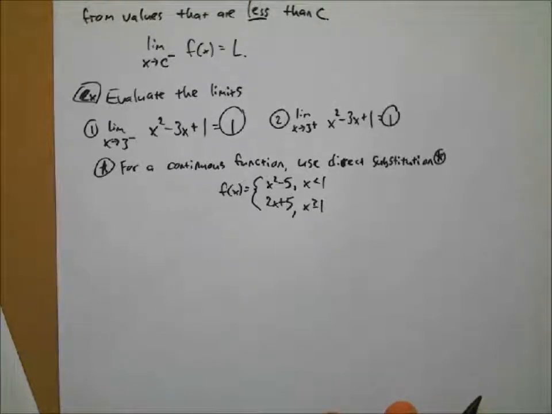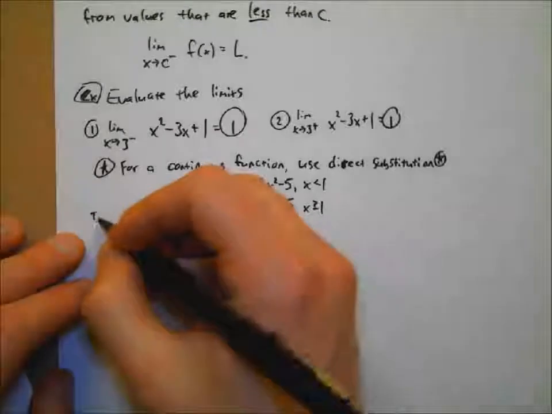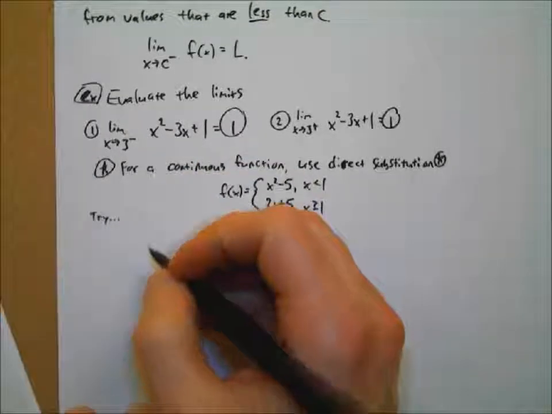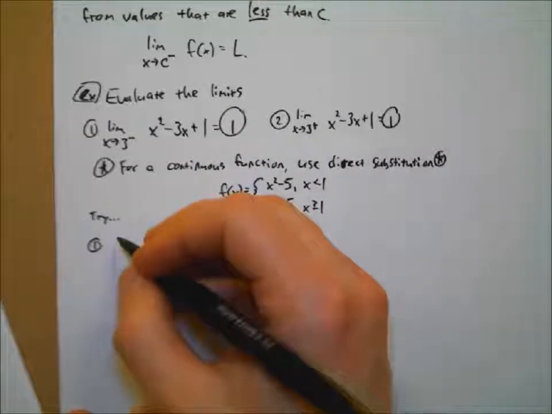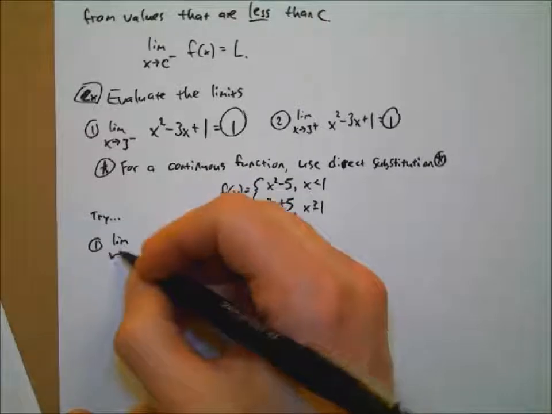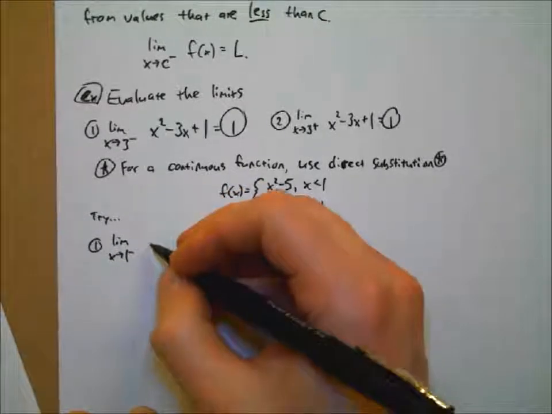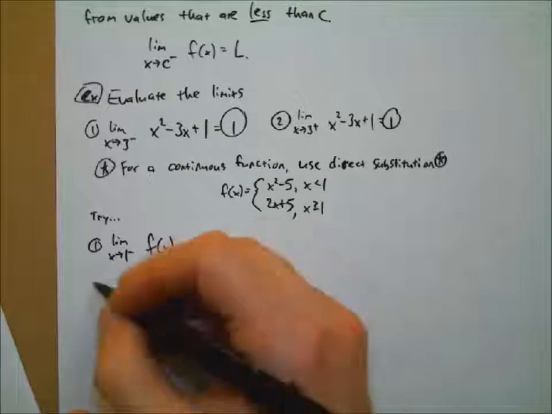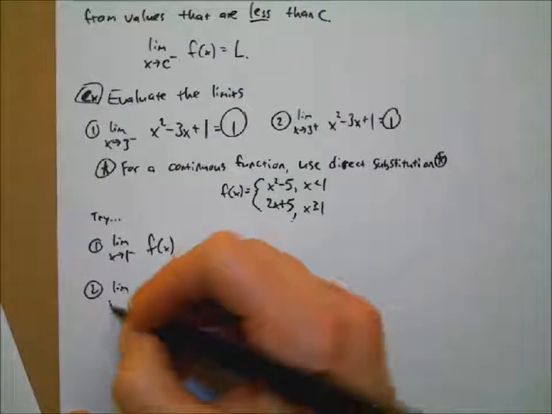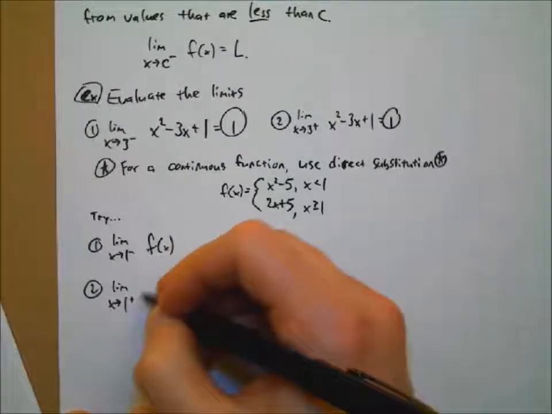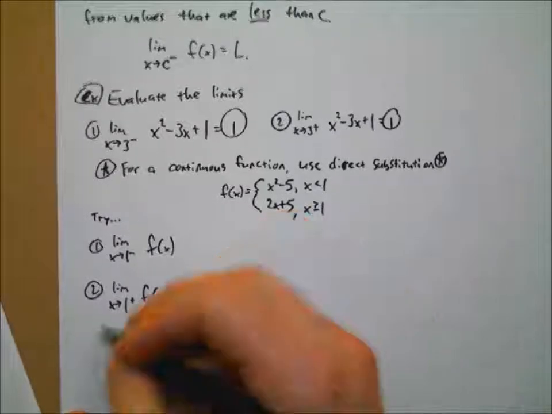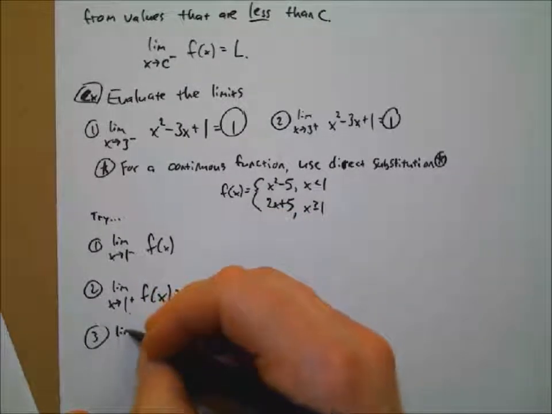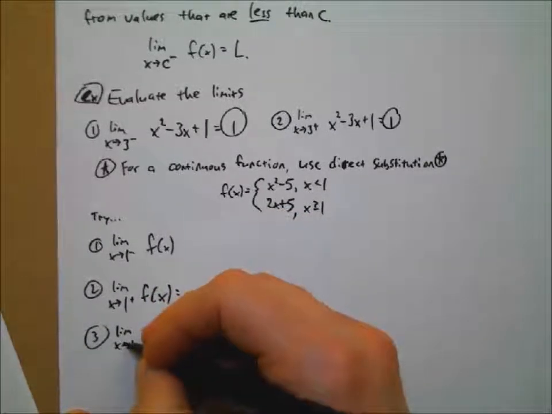Okay. And I'm going to give you guys something to try here. Find the limit as x approaches 1 from the left of f of x. Find the limit as x approaches 1 from the right of f of x. Find the limit as x approaches 1 of f of x.